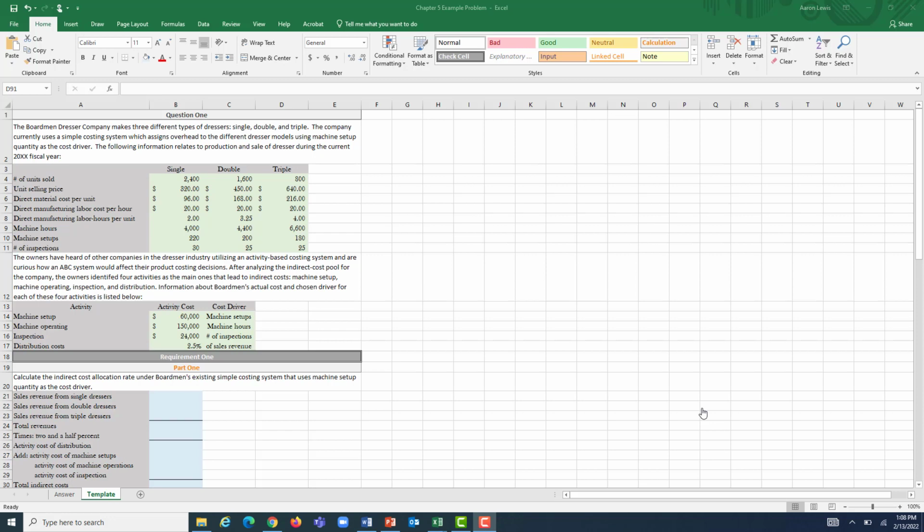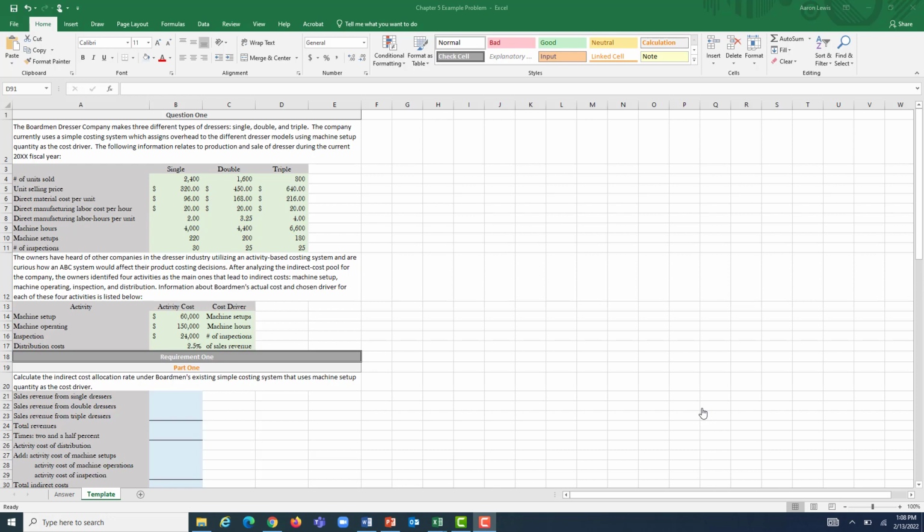Hello everyone, we're going to do an example problem of a company switching to an ABC system for allocating out their indirect costs. In this problem we have the Boardman dresser company. They make three different types of dressers: single dressers, double dressers, and triple dressers. As of now, this company is using a simple costing system.